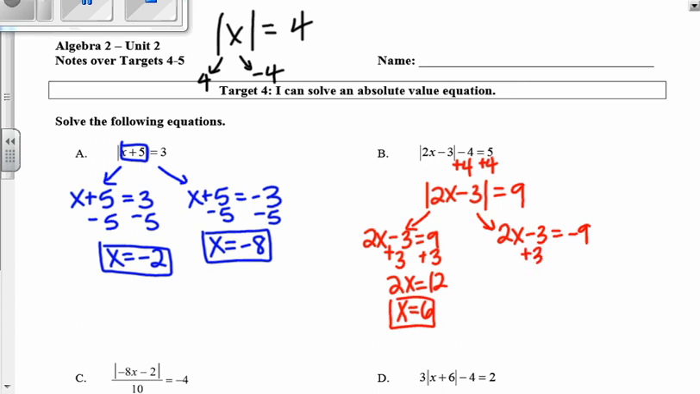I'm going to do something very similar over here, and I get x equals negative 3. And just a quick reminder, whenever you're solving, you can always plug your answers back into your original equation just to check your work. It should be a true statement if the answer is correct.